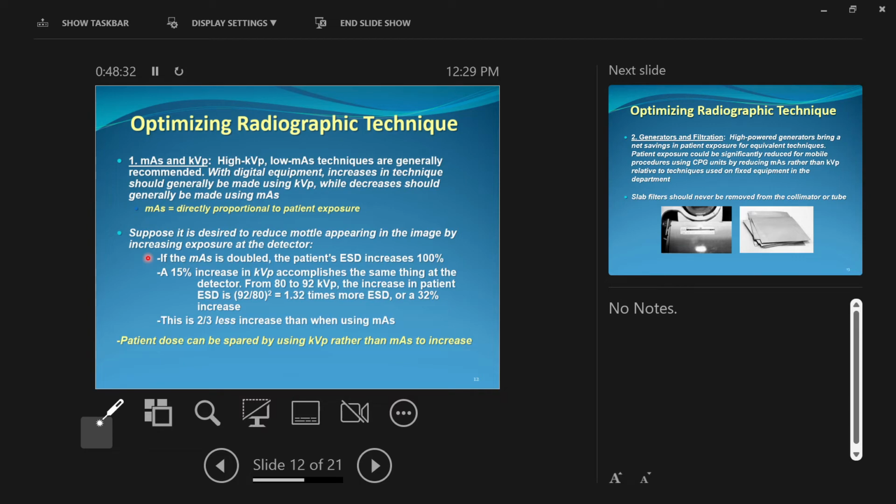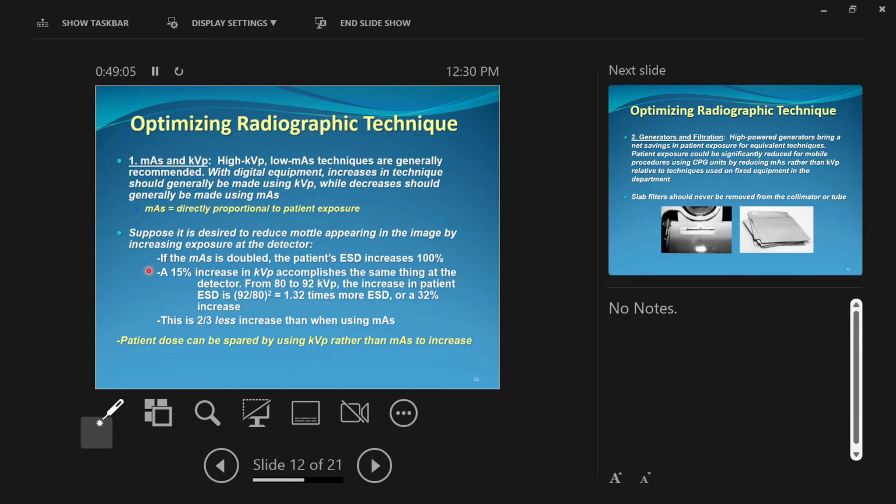Here's the problem. Mass is directly proportional to patient exposure. That is to say, if I double mass, I double the patient's entrance skin dose, the ESD. Direct relationship. Double one, the other doubles. However, if instead of raising mass, I just make the X-ray beam that I already have more penetrating, that means more of it will get through the patient, right?